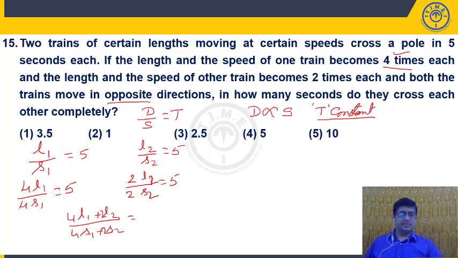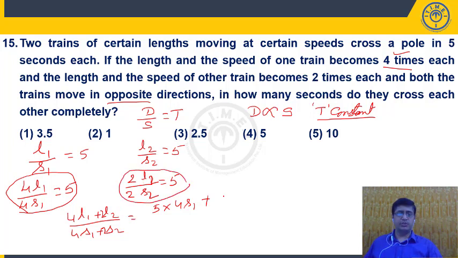Now simplify this. What is 4L1? From this we can express 4L1 as 5 into 4S1. I am substituting 4L1 as 5 into 4S1. What is the 2L2 value? From this we can express it: 2L2 is equal to 5 into 2S2, and the denominator is as it is, 4S1 plus 2S2. Sorry, it is 2S2, not 4S2.